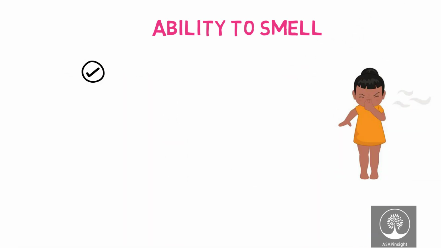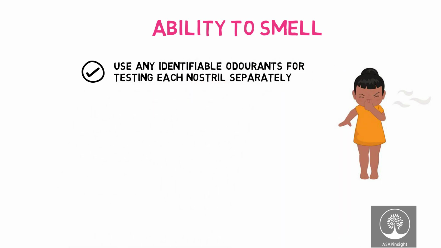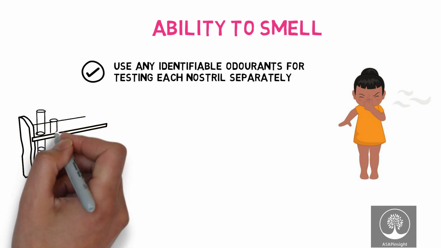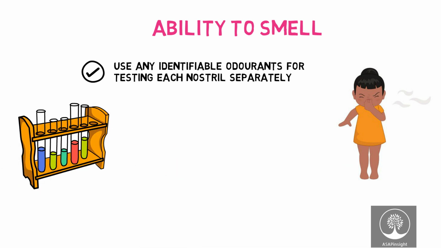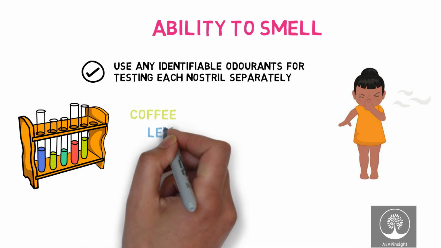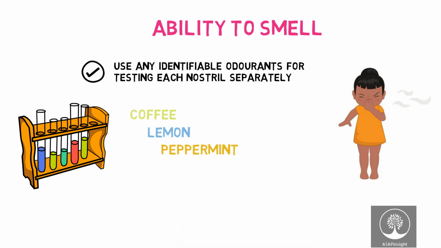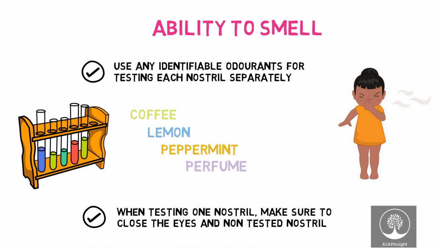Moving on to checking the ability of smell. This can be done by using identifiable, non-irritant odorants presented to each nostril separately. Ask the patient to sniff and indicate what they smell. Common odorants used are coffee, lemon, peppermint, perfume. Make sure, when testing one nostril, close the eyes, and also the non-tested nostril.